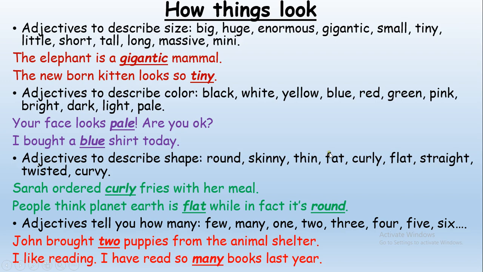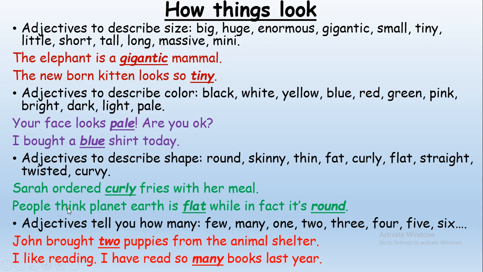Round, skinny, thin, fat, curly, flat, straight, twisted, curvy. Sarah ordered curly fries with her meal. So, her fries came in which shape? Curly. They were curly fries, not regular ones. So, how do we know the shape of these fries? Curly. People think planet Earth is flat, while in fact it is round. So, what is the first description word for planet Earth? Flat. But in reality, it is round. So, curly, flat, round, these all indicate shape.